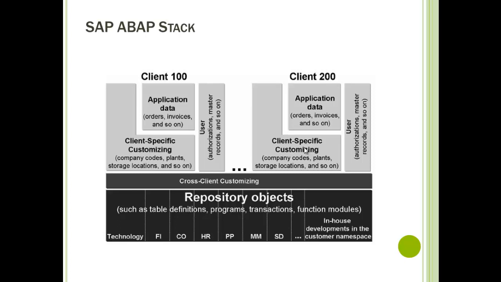Customizing means it is not development, it is not creating programs. Customizing means you use an option which SAP has given; creating a company code is an option SAP has given, so you can use that to create the company code. This is done especially with a transaction code called SPRO, which gives you all the options for doing customizing. Then we have cross client customizing. Then we come to repository object.